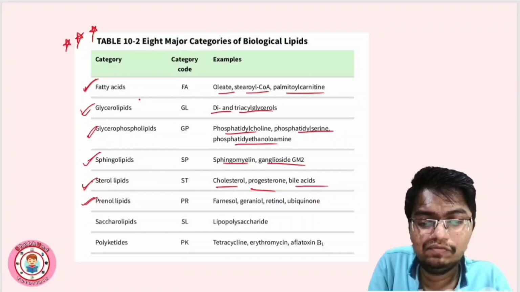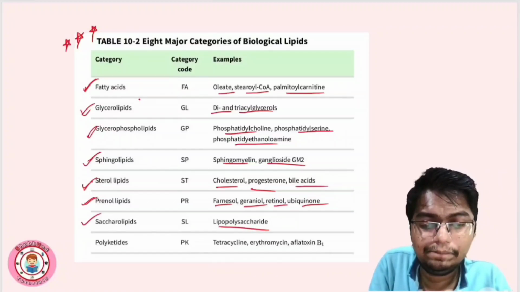Prenol lipids, farnesol, geraniol, retinol, ubiquinol. Prenol basically derived from isoprene, right? Saccharolipids, example lipopolysaccharide. Polyketides, example tetracycline, erythromycin, aflatoxin B1.